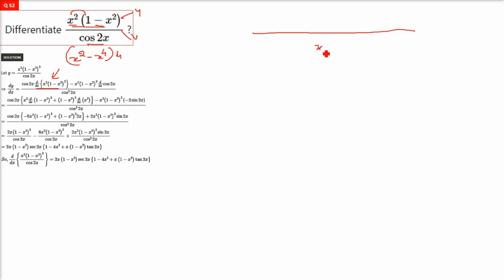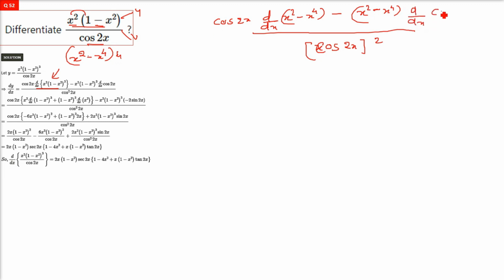In the denominator you get cos 2x whole square. We have cos 2x here, d by dx of this whole x square minus x to the power 4, minus this term goes here, x square minus x to the power 4. Then the differentiation of cos 2x will be minus sin 2x. I'll just show you the differentiation of both of them.